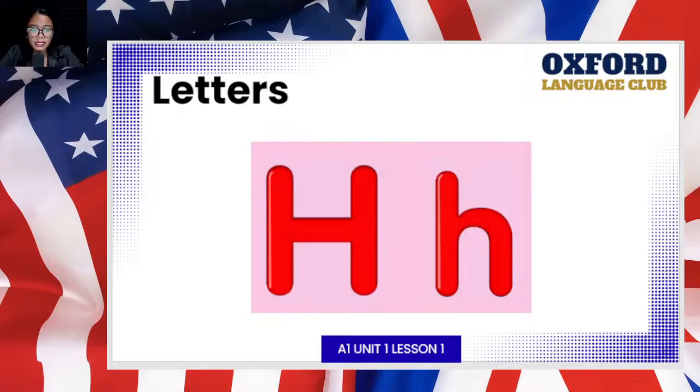Let's move on to letter H. Again, letter H. Now, this is capital H on the left and small h on the right. Look at the shape. Big H has two straight lines and a line across in the middle. Small h has a tall line and a little hump or a little bump. Okay? Now, again, this letter is H, but how do we pronounce it?